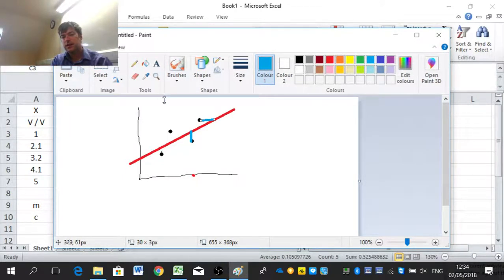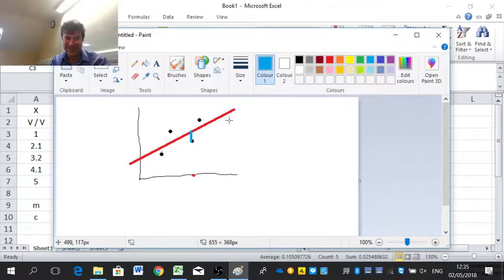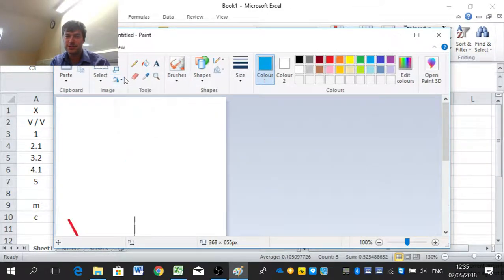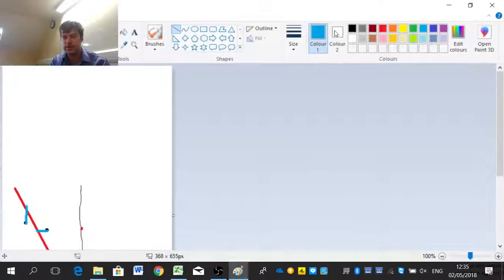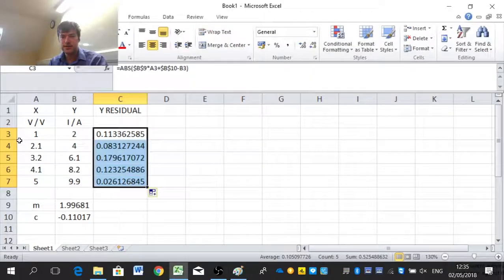Maybe I could even rotate this. Rotate left 90. But we don't need to rotate. I know, I'm just trying to get you to understand. So this horizontal line has now become a vertical line. You just swap the x and the y and repeat. So it's like x equals y times m plus c. Everything is just swapped.